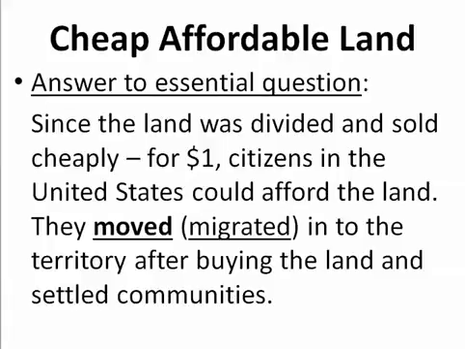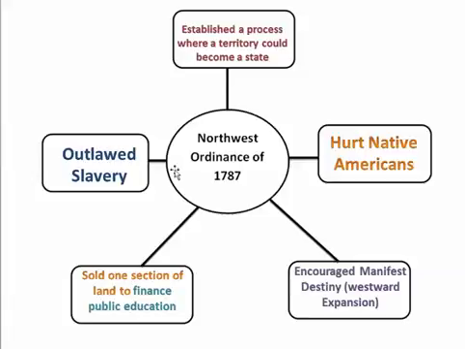Okay, so we had 5 different things here. First, the Northwest Ordinance is going to sell one section of land to finance public education, and then it's going to outlaw slavery. And it's going to establish a process that territories in the future that want to become states have to follow. And this is going to hurt Native Americans, because it's going to encourage manifest destiny, this westward expansion of the United States. So here we have this huge impact of the Northwest Ordinance 1787.